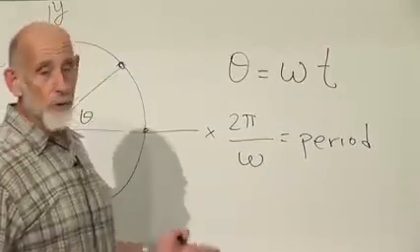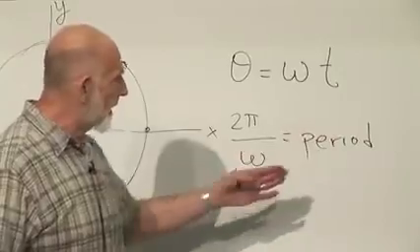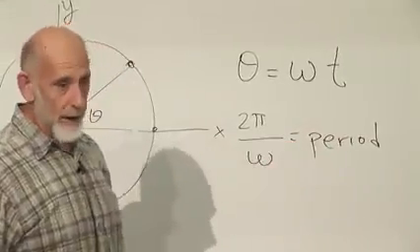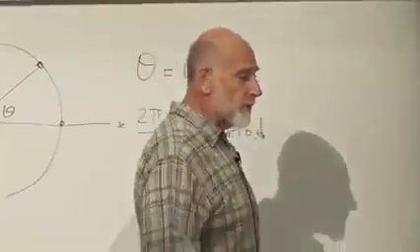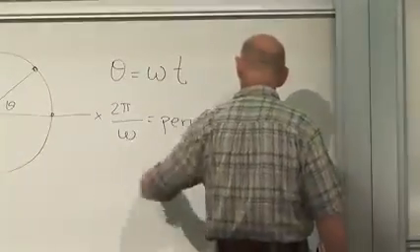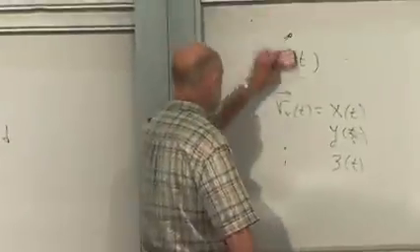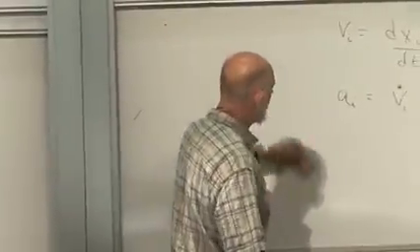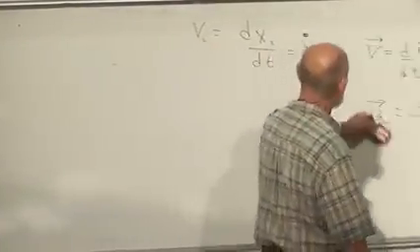And that, of course, determines what omega is. If we know the period, we solve this equation for omega. If we want a particle that moves around in a circle in 1/10 of a second, we put in for the period 1/10 of a second, and we calculate omega. All right, so that's what omega is. It's called the angular frequency.